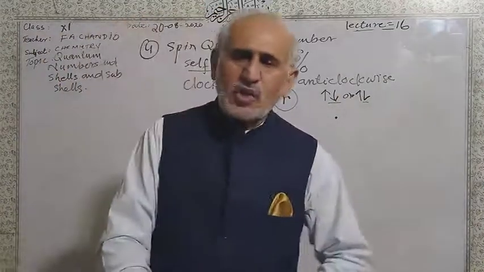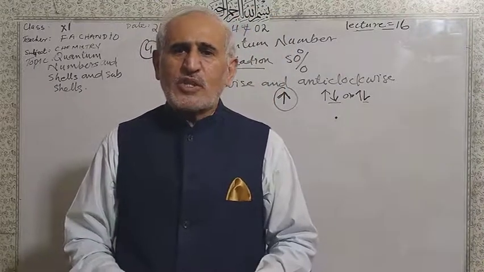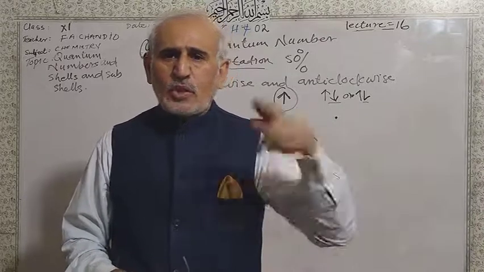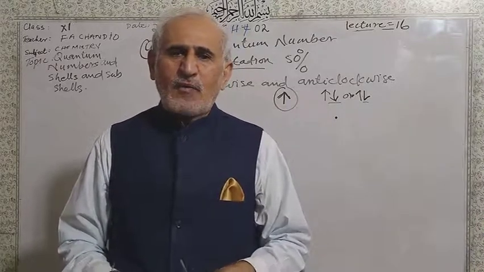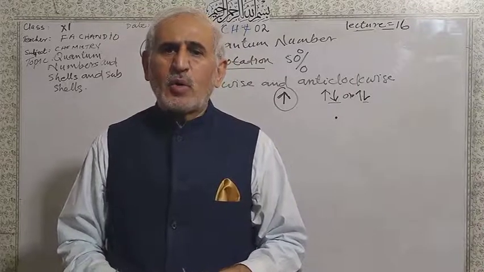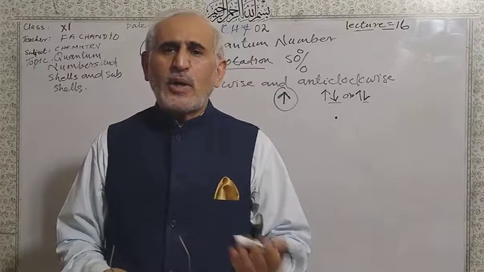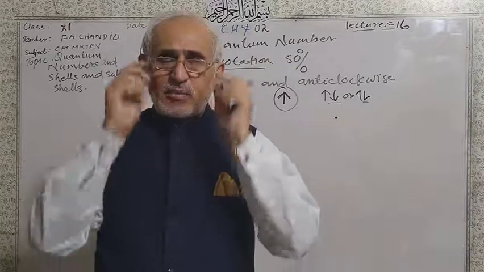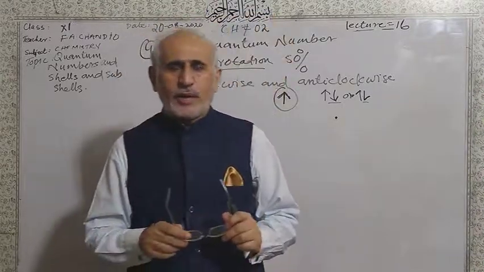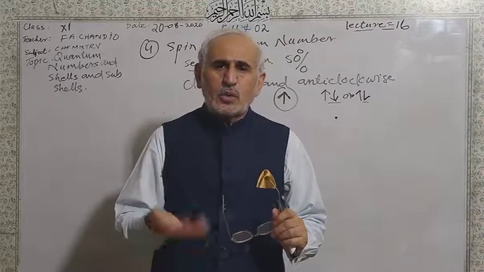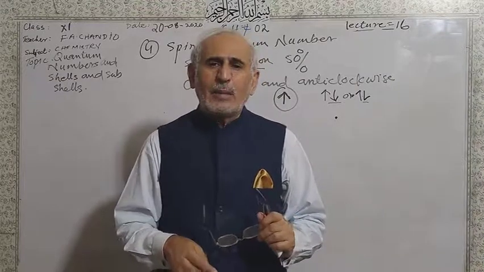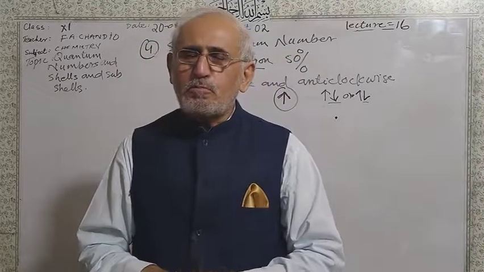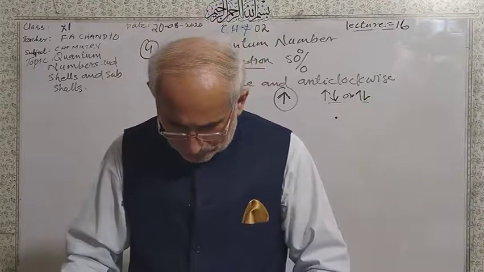Now, yesterday I also talked about the shapes of the orbitals. The s orbital is spherical, round in shape, and the size of this orbital depends upon the principal quantum number, the value of n. The smaller the value of n, the smaller the size of the s orbital. The higher the value of n, 2, 3, the larger the size of the s orbital. So it depends upon the value of the principal quantum number.